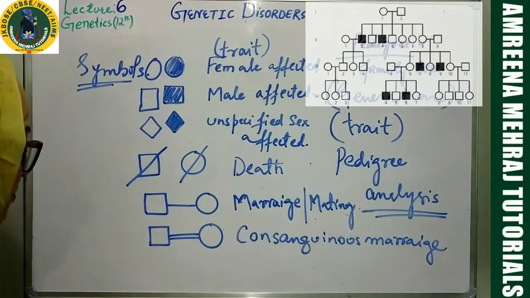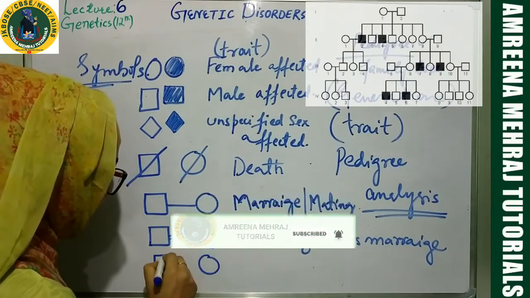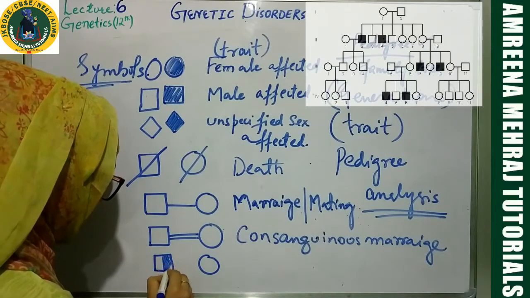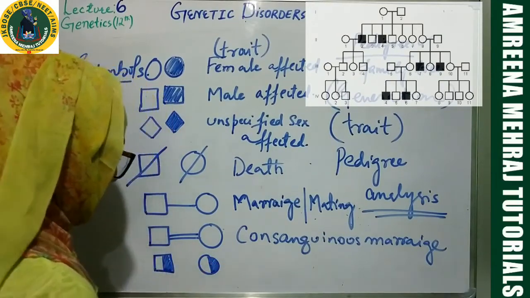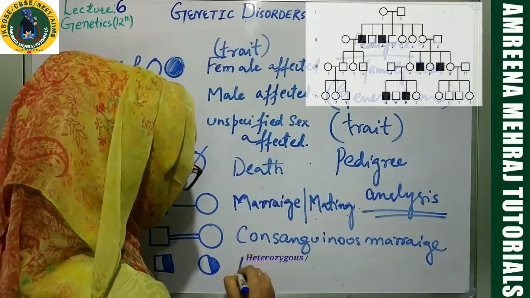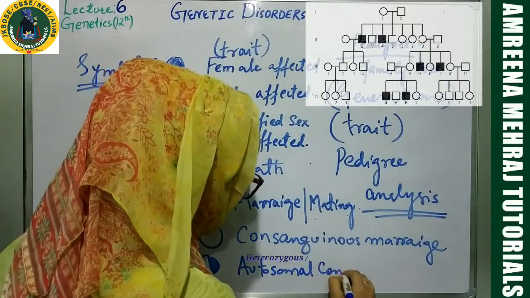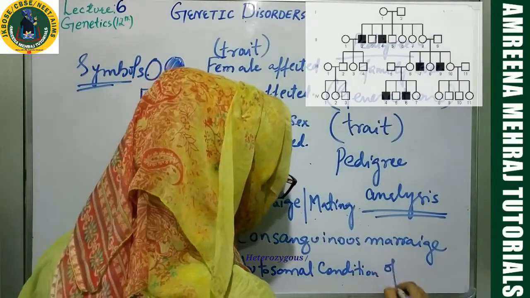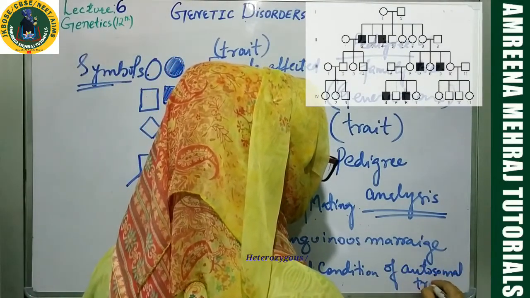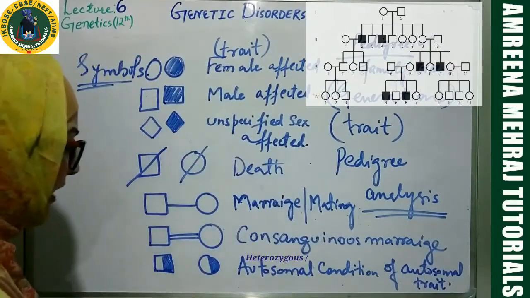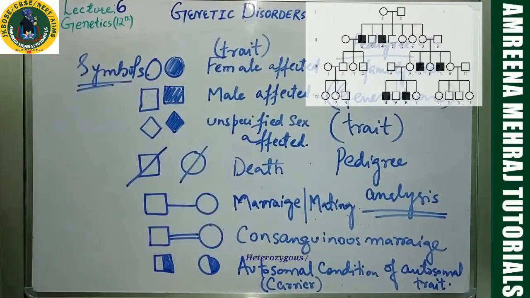Sometimes, my dear students, we show a square and a circle and we half fill them like this. Pay attention, this is very important. This half-filled condition is a heterozygous condition for some autosomal trait. Or similarly, you can say that they represent a carrier. I'll make you understand that later on. You have to remember it for the time being.